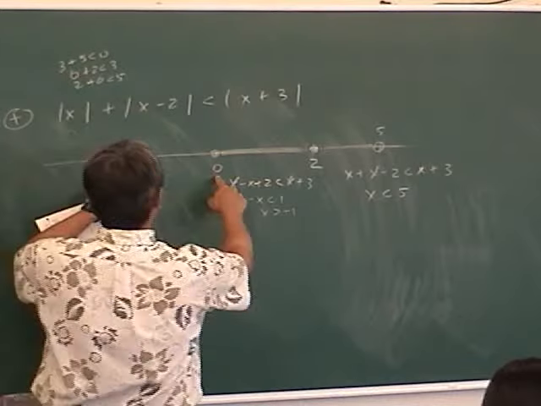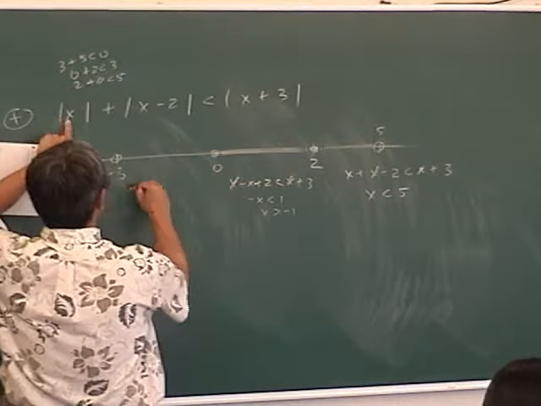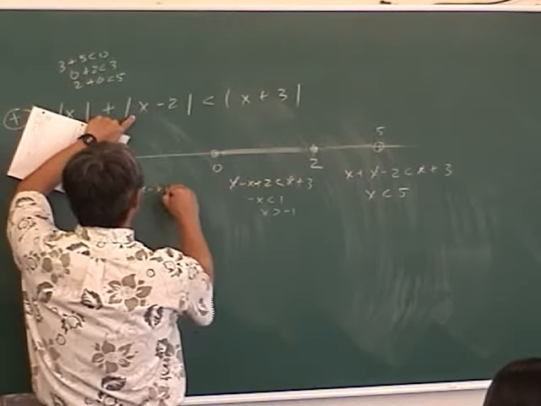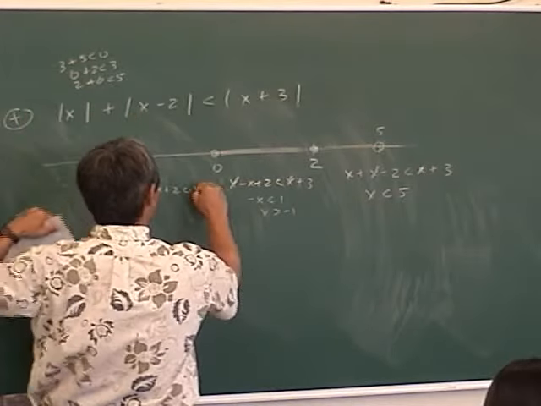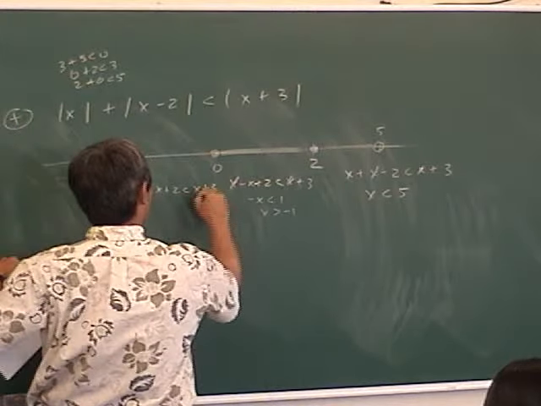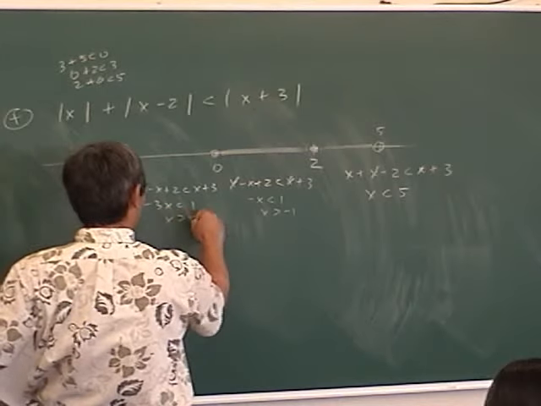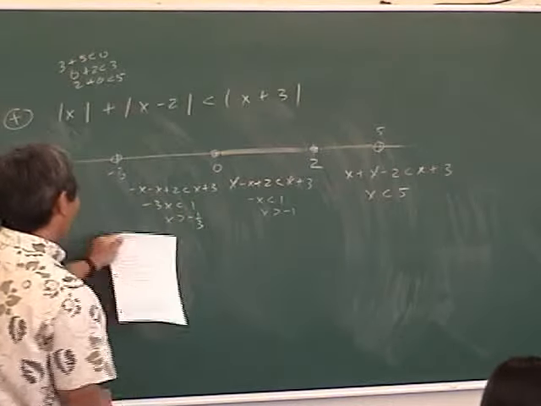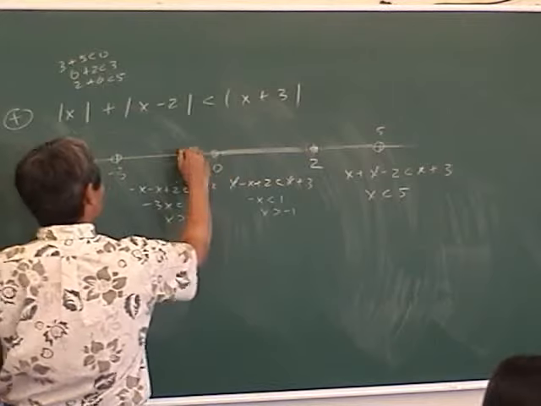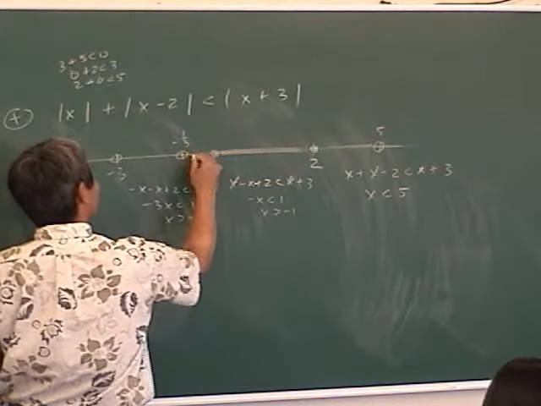Think of a number between here and here, like -1. That's negative, so you negate it. That's negative, so you negate it. That's positive, so you leave it alone. So you got -3x is less than 1. X is greater than -1/3. How do you graph that only on this interval here? Well, you put a -1/3 on the number line and you go to the right.